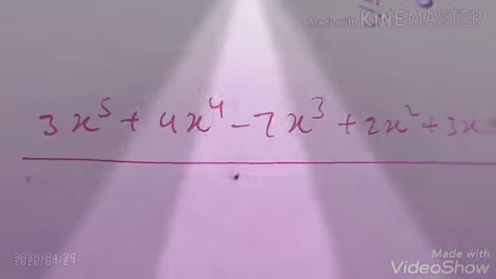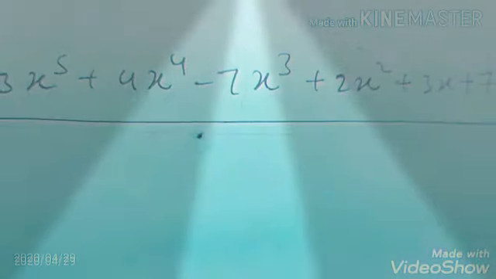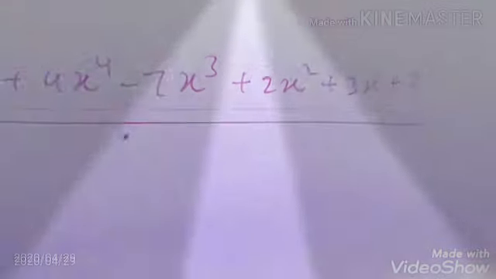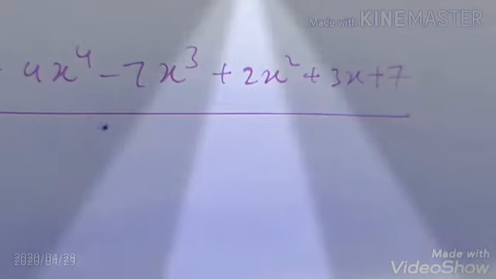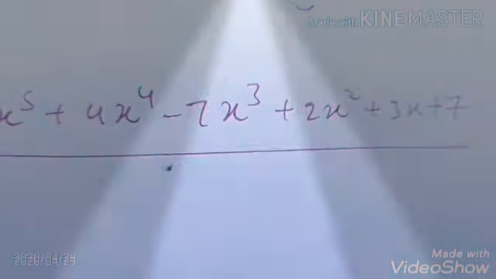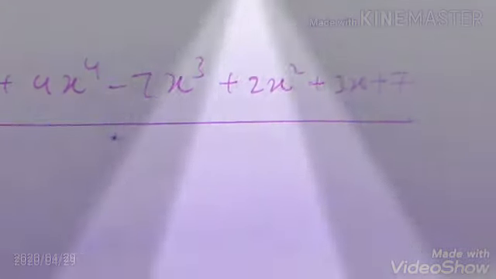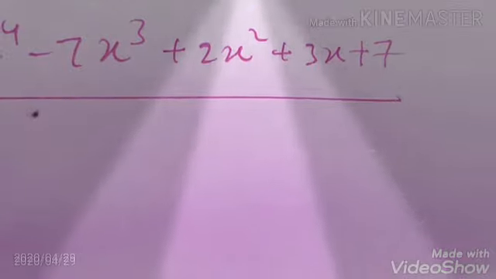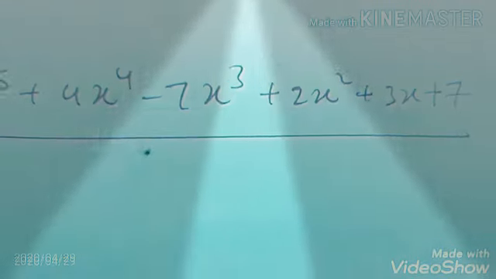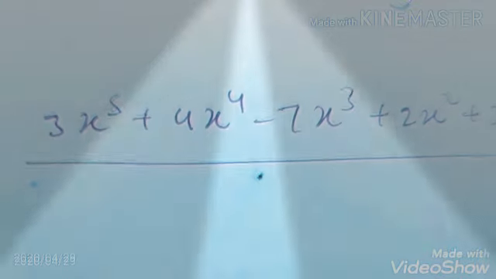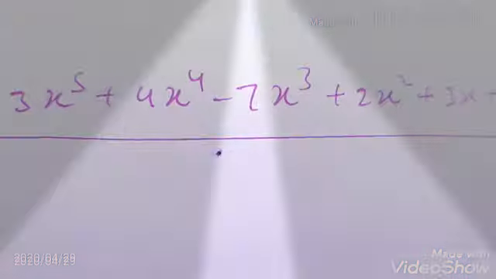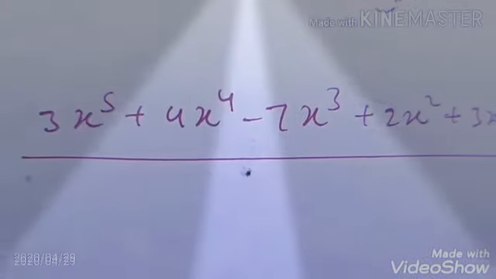फॉर एग्जाम्पल, एक नॉर्मल पोलिनोमियल आप इस तरह का देखते हैं कि 3x raised to the power 5 plus 4x power 4 minus 7x cube plus 2x square plus 3x plus 7। तो यहाँ पर 3, 4, minus 7, 2, 3 and 7, these are constant coefficients. x raised to the power 5, x power 4, x cube, x square, x power 1 and x power 0 which is hidden, these are variable coefficients. So here 3, 4, minus 7, 2, 3, 7, these are constant coefficients.